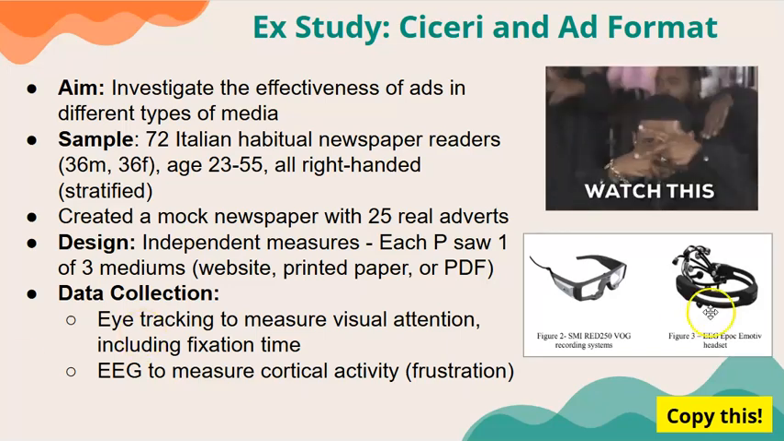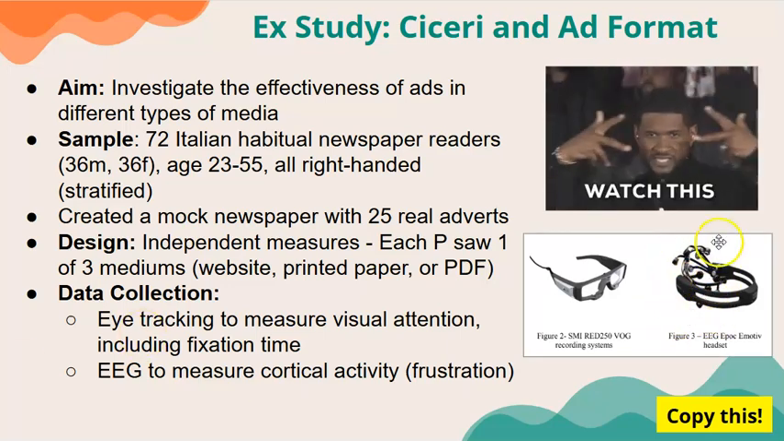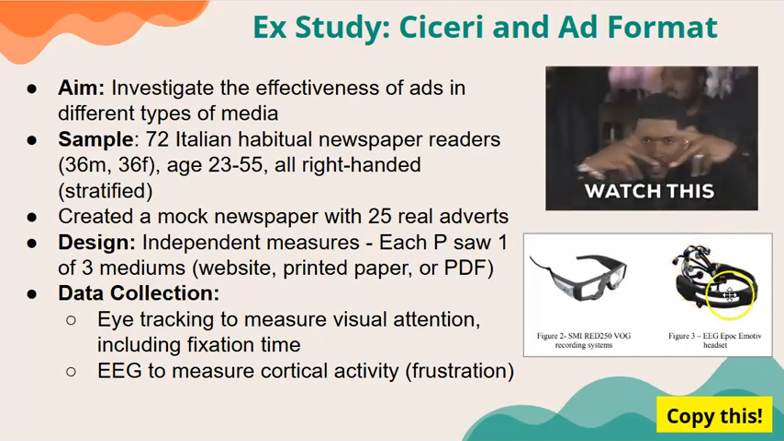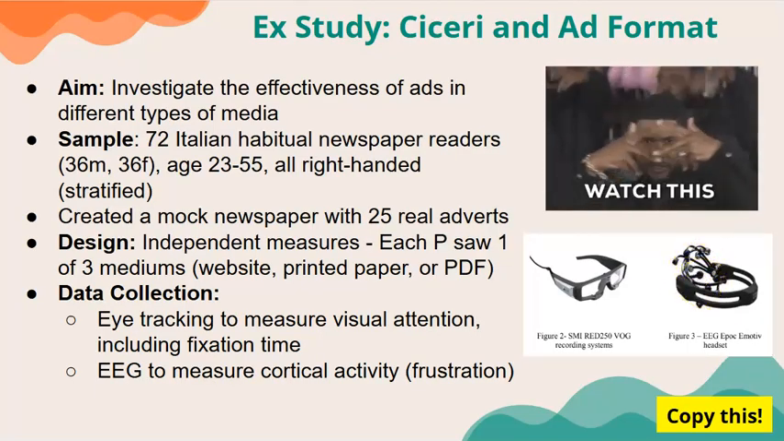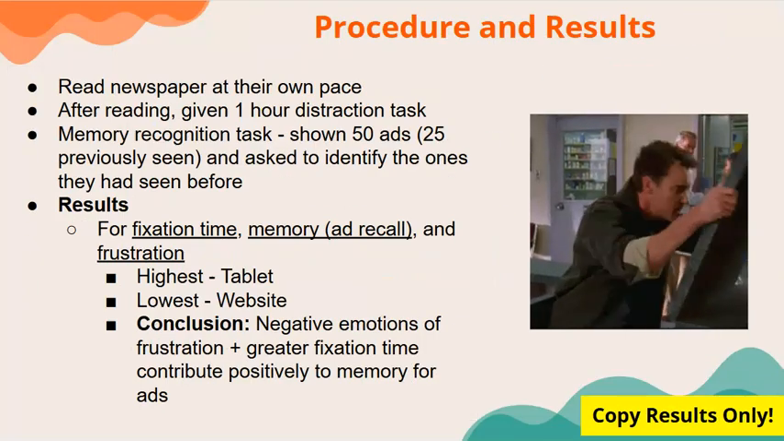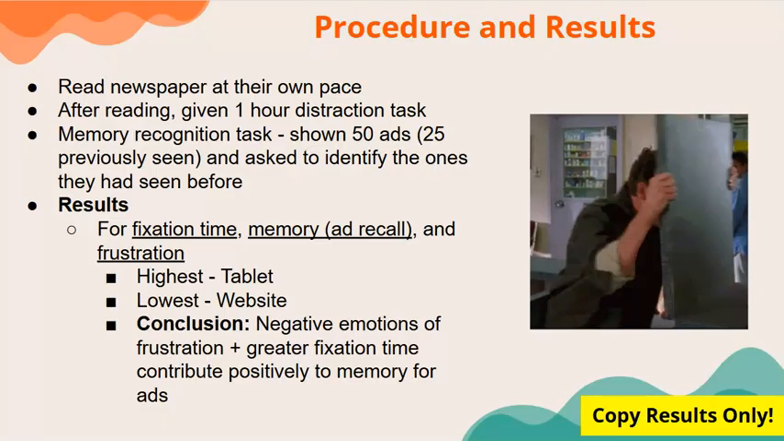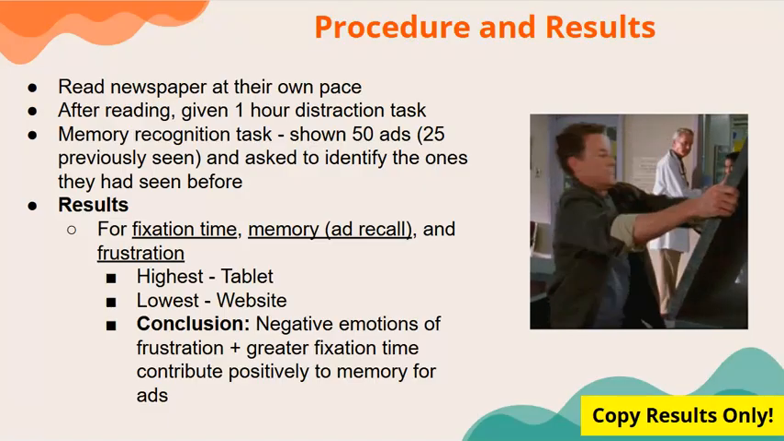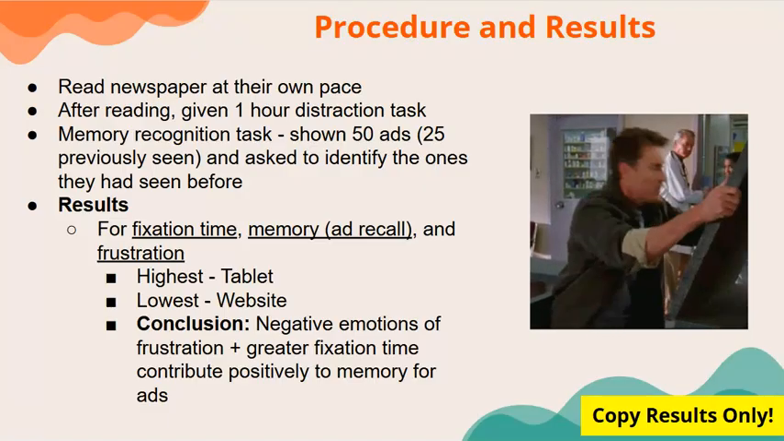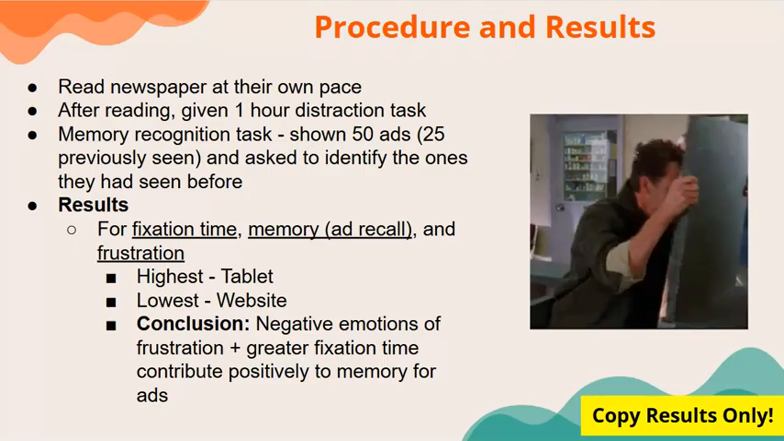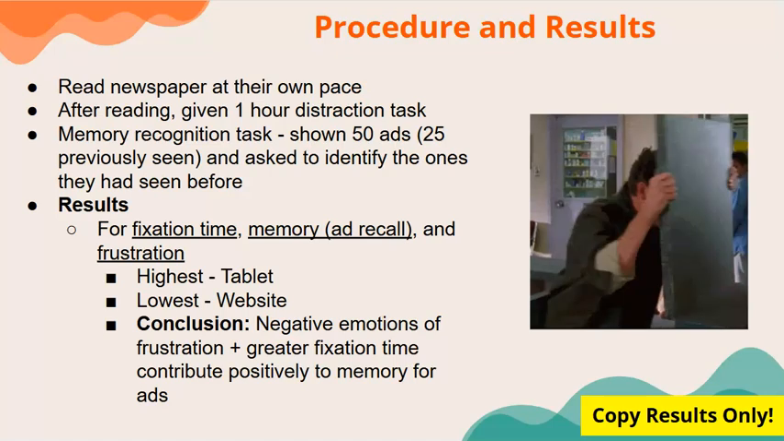But they also used an EEG. You can see there, we talked about EEGs with Dement and Kleitman, and that was measuring activity in the cortex, that's cortical, and specifically they were measuring frustration. So they read the newspaper at their own pace. After they finished reading, they were given a 1-hour distraction task. Ciceri doesn't say what that task was, but then at the end of that hour, they did a memory recognition task. So they were shown 50 ads, and 25 of them were the ones that they had actually seen while they were reading the paper, and they were just asked to identify which one they had seen before.